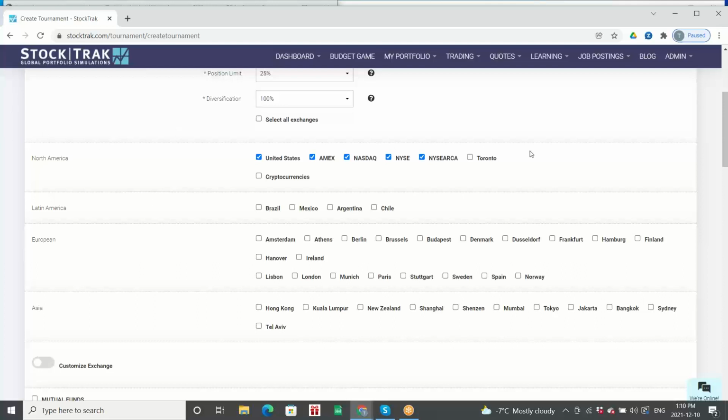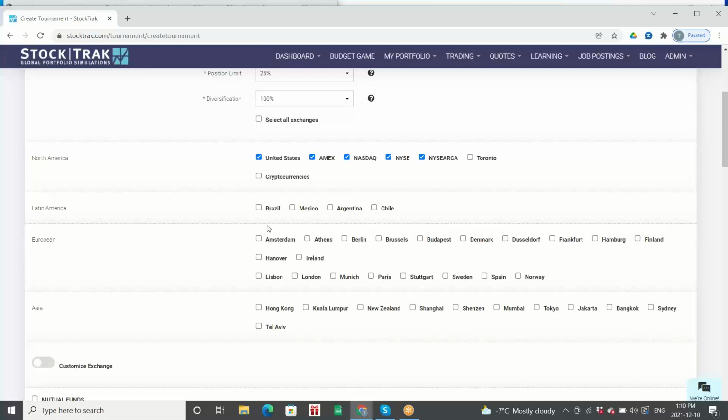Here you're going to select your exchanges. In the US, you can segment the market, so if you just want students trading technology, untick everything else but leave the NASDAQ. Cryptocurrencies are back now, so you can also trade cryptocurrencies. And the vast majority of our international exchanges trade at either end-of-day pricing or 15 minute or 20 minute delayed pricing.